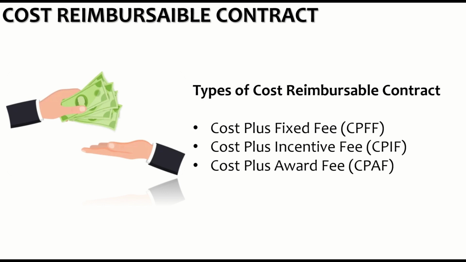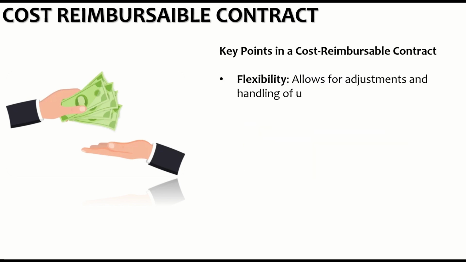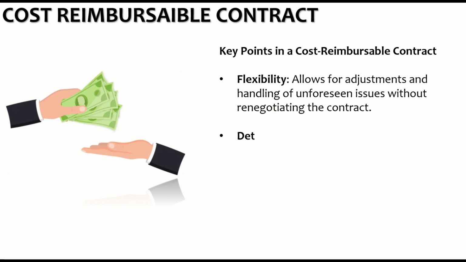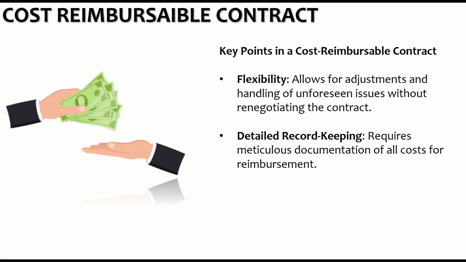In this kind of contract, the contractor is paid the cost plus the fixed fee in the first case, a certain incentive percentage based on performance in the second case, and the cost plus a certain award fee in the third case. The key point in a cost reimbursable contract is the flexibility, which allows for the adjustment and handling of unforeseen issues without renegotiating the contract. Detailed record keeping is required in this kind of contract to document all the costs for reimbursement.